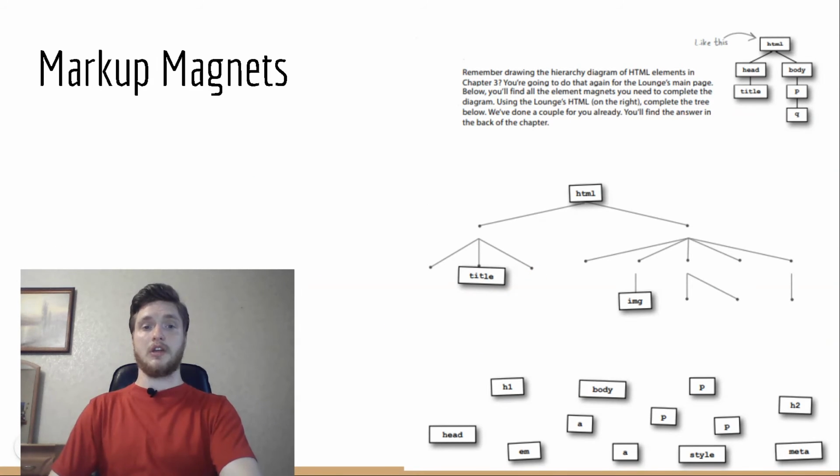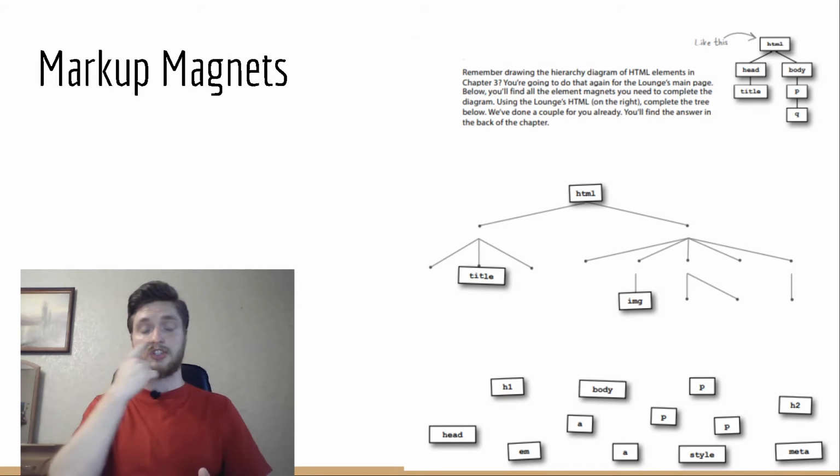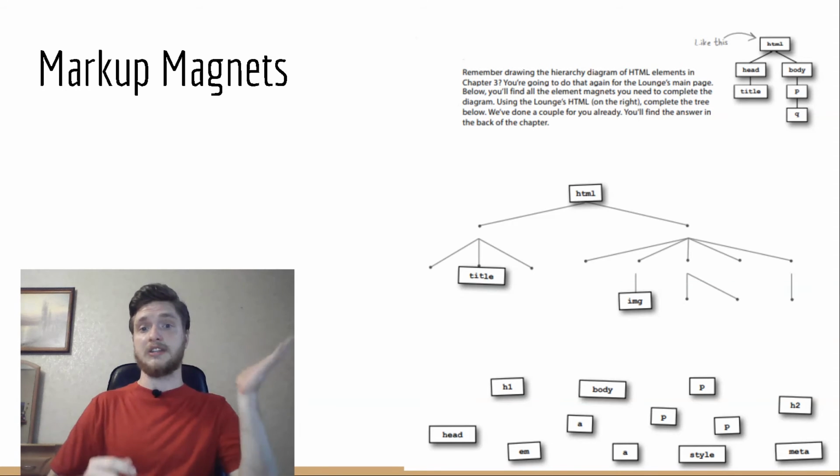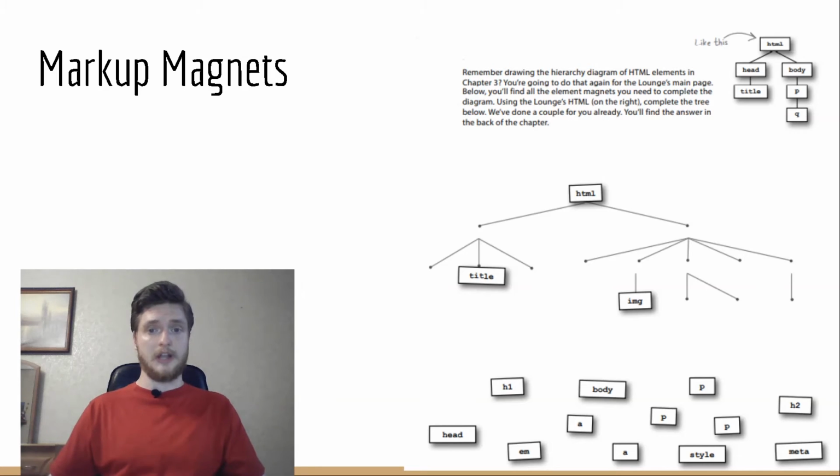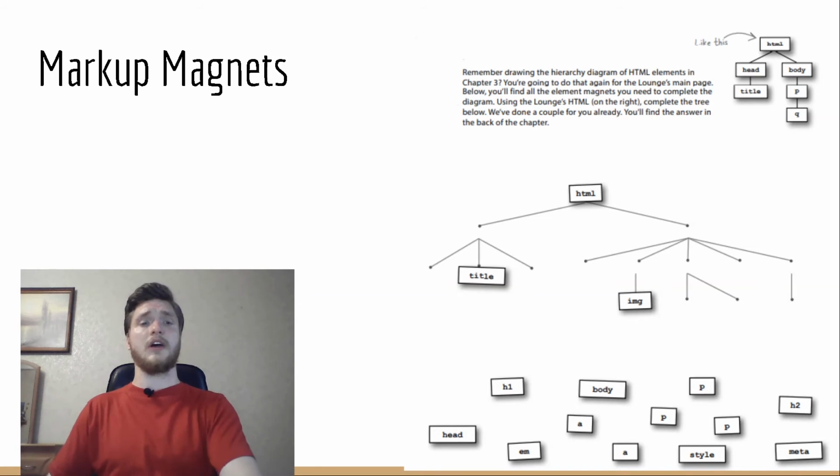Exercise: Markup magnets. Remember drawing the hierarchy diagram of HTML elements in chapter 3? You're going to do that again for the long main page. Below you'll find all the element magnets you need to complete the diagram. Using the long HTML on the right, complete the tree below. We've done a couple for you already. You'll find the answer at the end of this chapter, like this. And the first long HTML code.